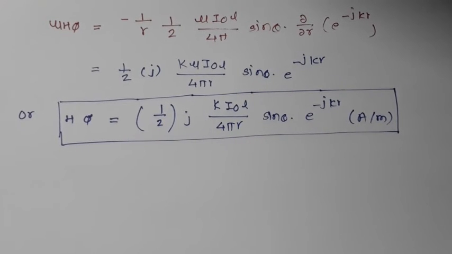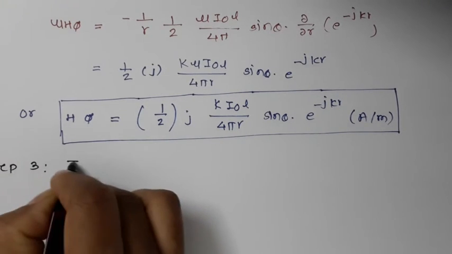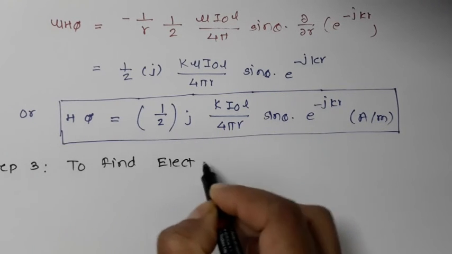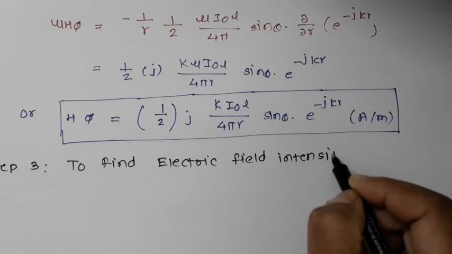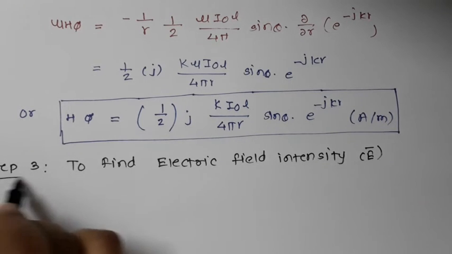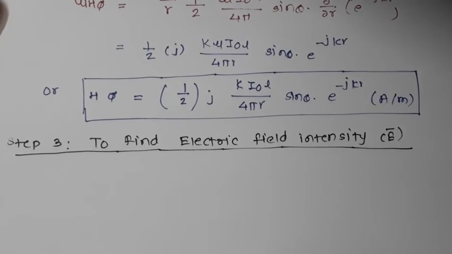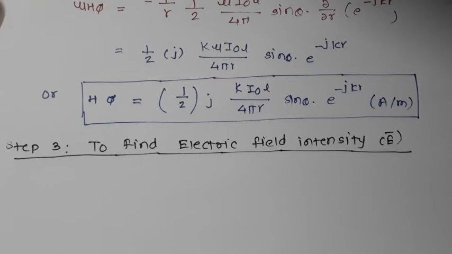Now let us talk about the third step, which says that you need to find out the electric field intensity. So how can we find out the electric field intensity if we have got the magnetic field intensity in the phi direction? So let us solve this particular step number 3. From the infinitesimal dipole analysis, we know that in the far field region the component E r is 0. The electric field E will have only E theta component. Now E theta can be obtained from the H phi component.